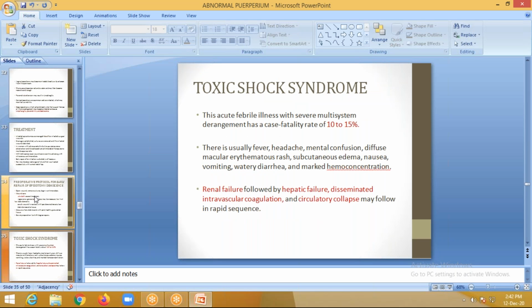Toxic shock syndrome. It is an acute febrile illness with several multi-system derangements and has a case fatality rate of 10 to 15%. There is usually fever, headache, and mental confusion. Diffuse macular erythematous rash, subcutaneous edema, nausea, vomiting, watery diarrhea, and marked hemoconcentration. Renal failure followed by hepatic failure, DIC, and circulatory collapse may follow in rapid sequence. This is a very, very dangerous complication.